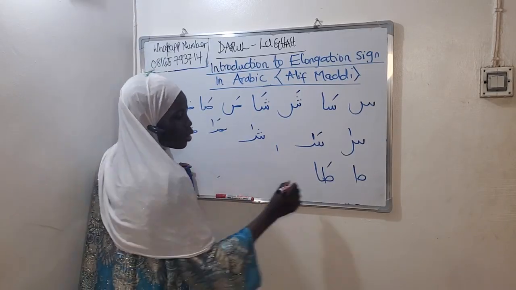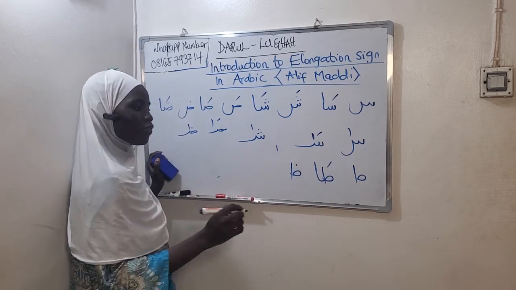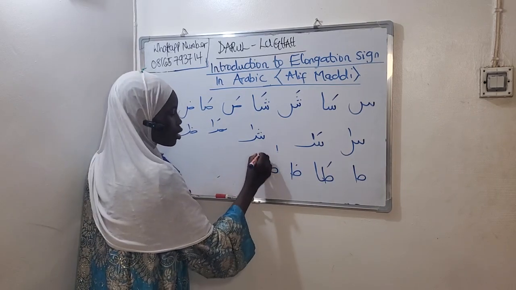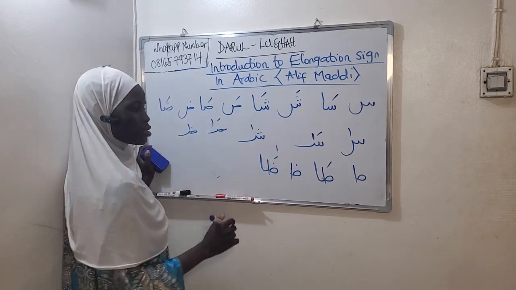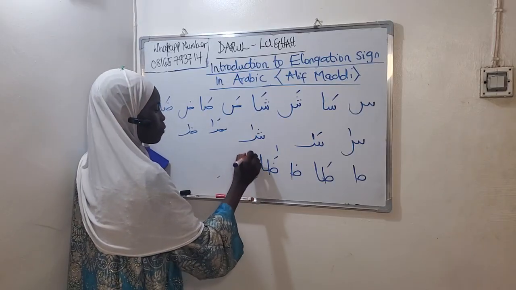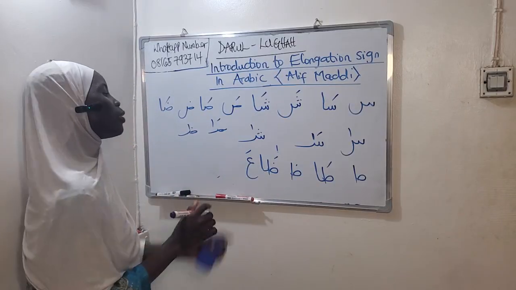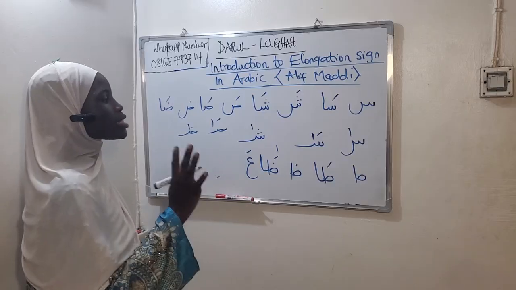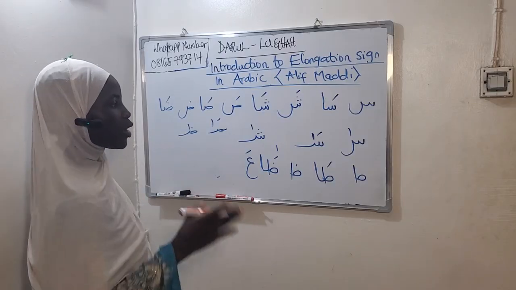Now we have zo. Zo fatia zo. Zo fatalif body. Zo. Just 2 seconds. We have ain fatia an. Ain fatia an. Now for this ain fatia an, we have different ways of writing ain. It depends on where you are using it.